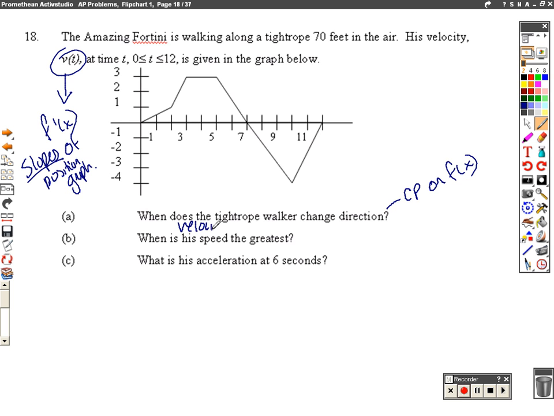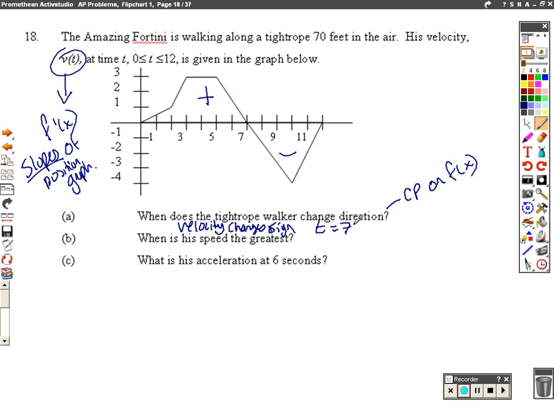This is going to occur when velocity changes sign. Velocity is positive above the x-axis, negative below the x-axis. So we can say that he changes direction when, in this case it's time, so when t is equal to 7.